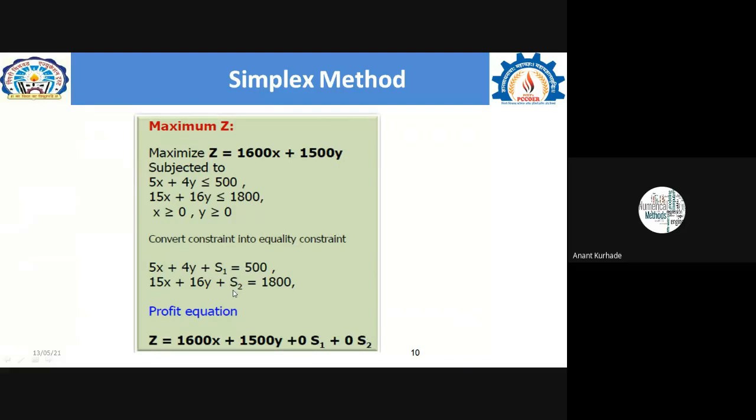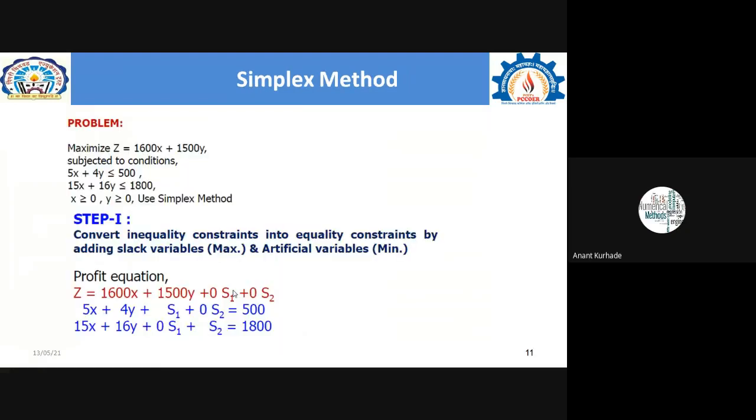Any doubt up to this? Already we have studied. Any doubt up to this? Yes, reply me fast. No, sir. Okay, that's fine. Now this is the same problem. So this is your first step: convert the inequality constraint into an equality constraint by adding slack variables. Now you have to write the same problem statement.